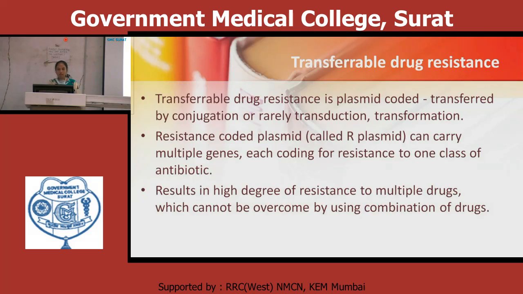Now, transferable drug resistance. It is plasmid coded, transferred by conjugation, or rarely by transduction or transformation. A resistance plasmid, that is an R plasmid, can carry multiple genes, each coding for resistance to one class of antibiotic, resulting in a high degree of resistance to multiple drugs, which cannot be overcome by using a combination of drugs.